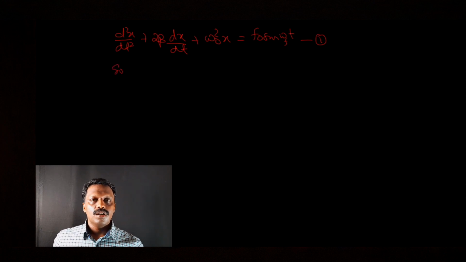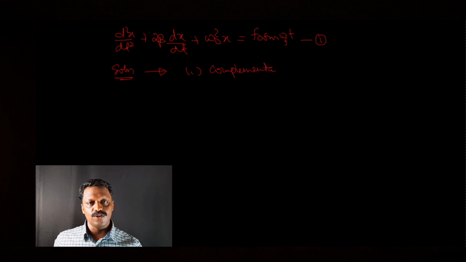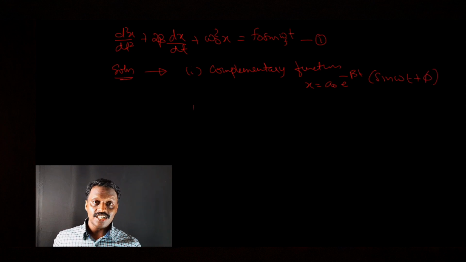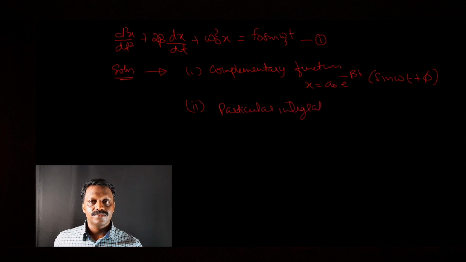Now the solution should contain two parts, as it is a non-homogeneous second order differential equation. The first part will be a complementary function where the LHS should be equal to 0, and being oscillatory, that will be the same solution as that of the underdamped case in the damped harmonic oscillator, which is x equal to a0 e^(−βt) sin ωt. The second part will be the particular integral part, which we will find by the trial and error method. So we will find the particular integral part and combine the solution to get a complete solution.